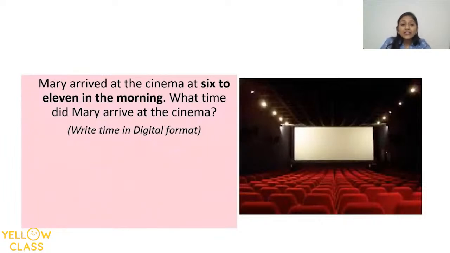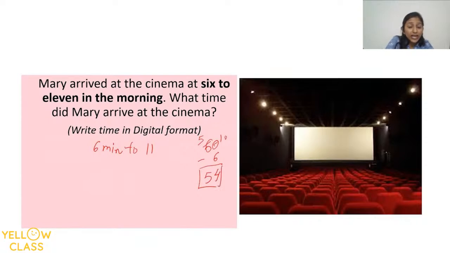Mary arrived at the cinema at 6 minutes to 11 in the morning. What time did Mary arrive at the cinema? Write the time in the digital format. Yes. So she arrived at 6 minutes to 11. Okay. I will write it like this so that it's easy for you to understand. 6 minutes to 11. So 6 minutes are remaining for 11 to happen, right? So we will subtract 6 from 60 to find out how many minutes have passed, right? So 54 minutes have passed.